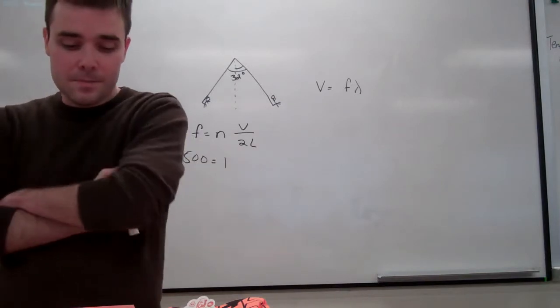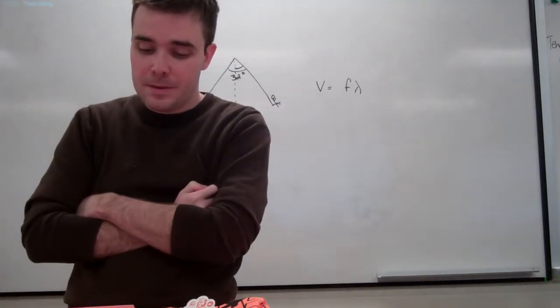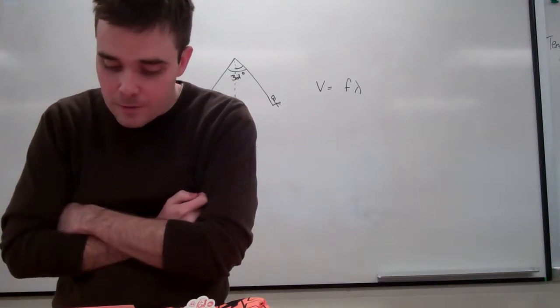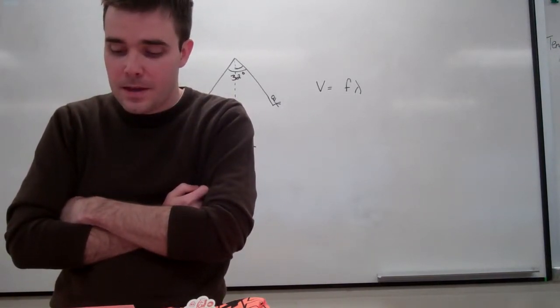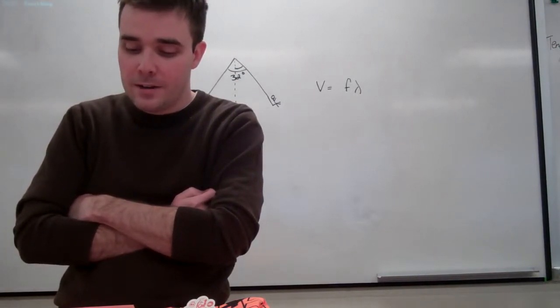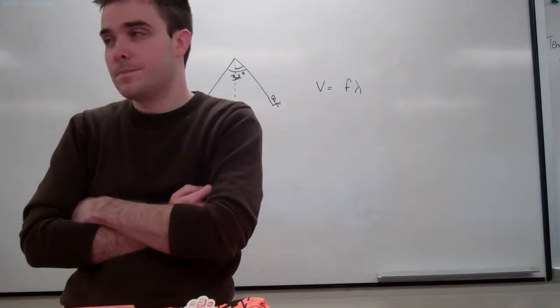Number 14. A vibrating guitar string emits a tone just as a 500 hertz tuning fork is struck. If 5 beats per second are heard, which of the following is a possible frequency for the vibration of the string?